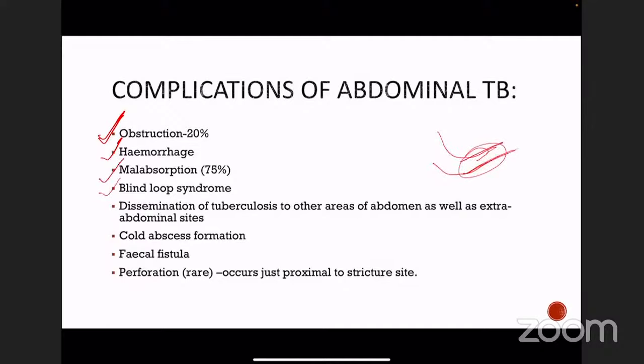There can be dissemination of tuberculosis to other areas in the abdomen, causing extra-abdominal tuberculosis also, as direct infection. There can be cold abscess formation also. It can cause fecal fistula also. This segment can cause a direct abdominal fecal fistula also. If the ileum is badly necrosed and badly infected, it can cause fecal fistula. And there can be perforation also in a later stage. A grossly enlarged ileum can lead to perforation at this part of transition, right?